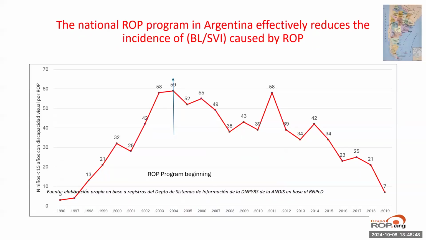You see here the number of blind children in Argentina. At the beginning, they start to rise, of course, as Claire explained in the first presentation, and then it started to decline as a result of the program, which started at the blue arrow. The program started at that point in time in 2004, and you see how it declined. So this is the real impact: the reduction of blind children due to ROP. Next one.